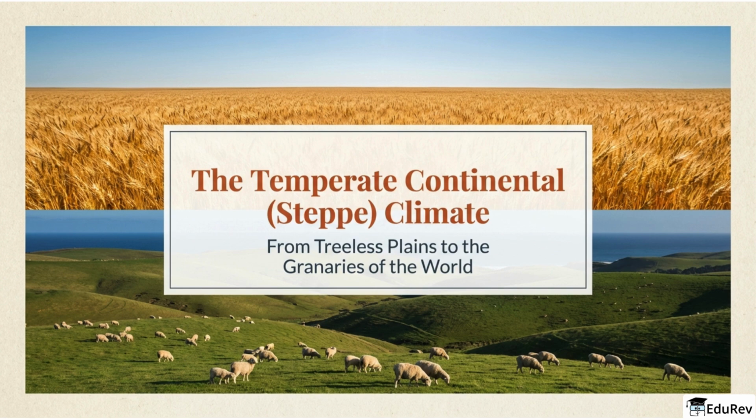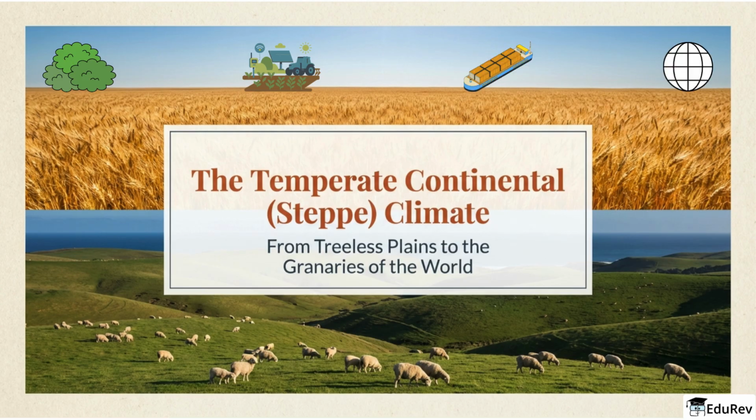Hello everyone. Today we're going to study about the Temperate Continental or Steppe Climate. And this topic matters because it connects climate to vegetation, agriculture, trade, and even global food supply. We'll begin with where these regions are found, then compare how this climate behaves differently in the two hemispheres, then move into winds like the Chinook, the grassland vegetation pattern, and finally, the economic transformation that turned these treeless plains into the granaries of the world.